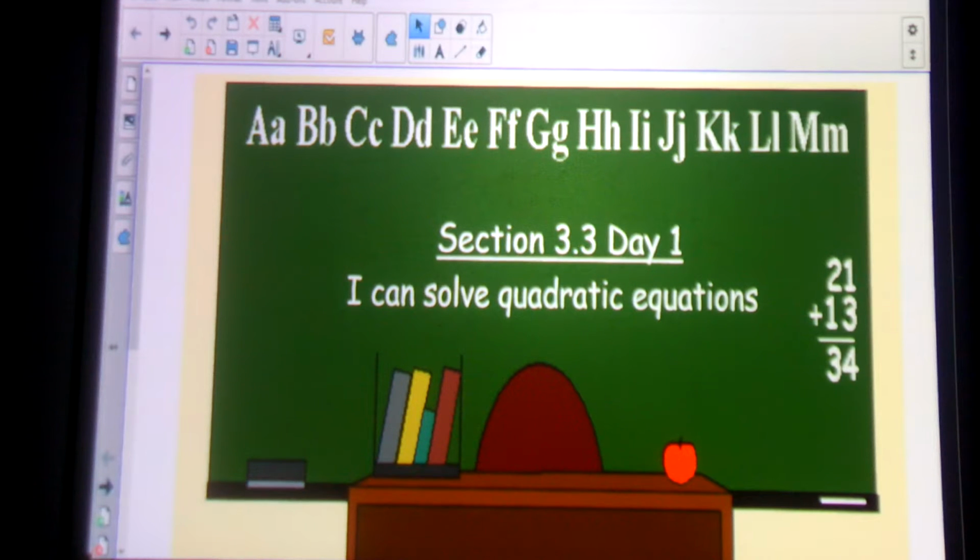Start 3.3. I can solve quadratic equations. Now you have seen quadratic equations in Algebra 2, maybe Algebra 1, but we're going to review all the different ways that we can solve them. So that's our goal for section 3.3. It'll take us a few days to get through because there are a lot of different methods. Let's go ahead and jump in.